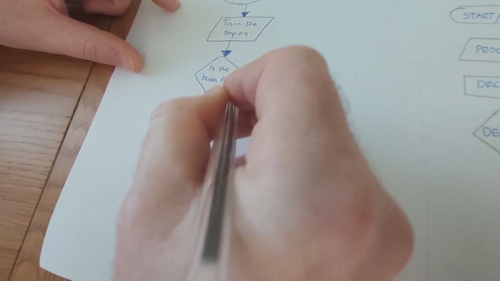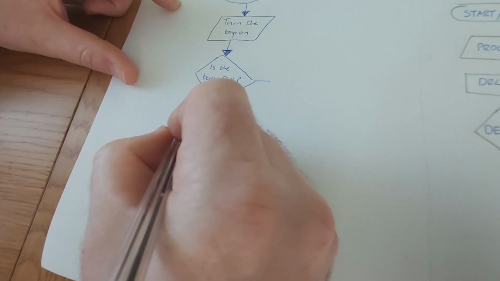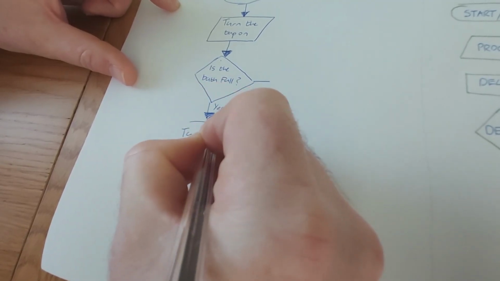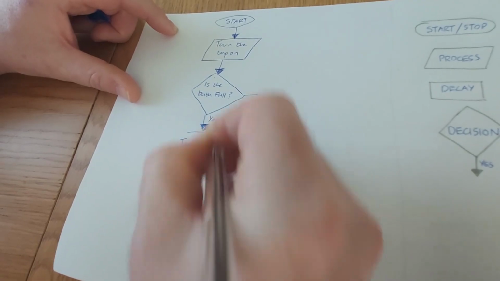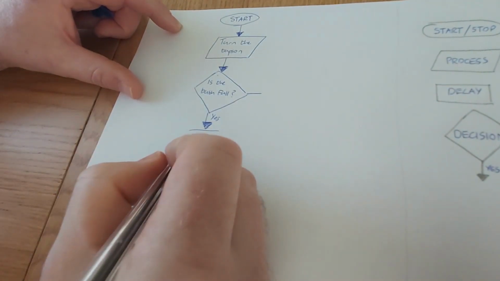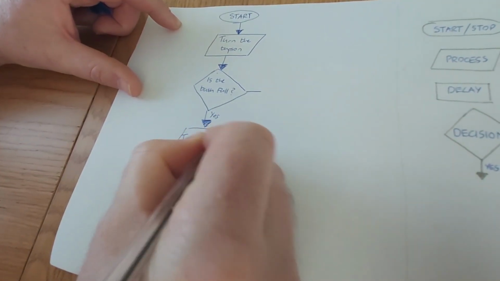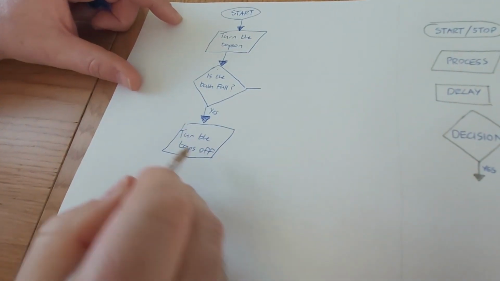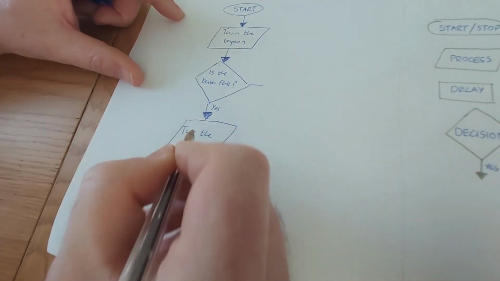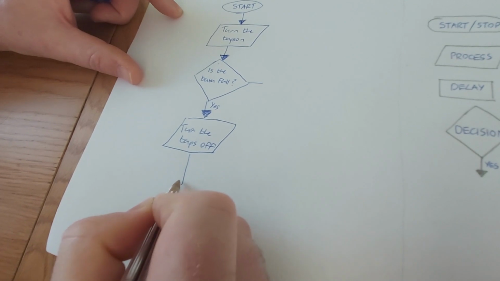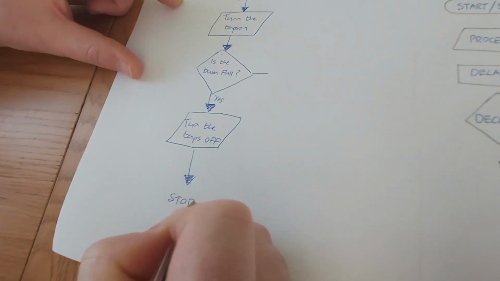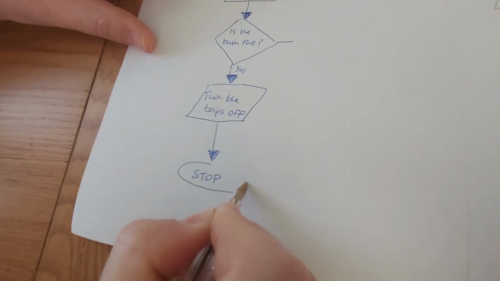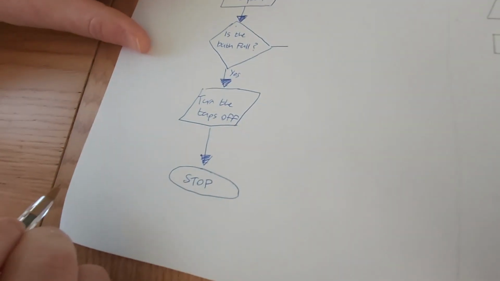So if the bath is full, I'm then going to turn the taps off. And that needs to be taps at the top rather than tap. And there's my next process. So when the bath is full and we turn the taps off, we're then going to go down to stop, because that's the process or the flow chart completed for running a bath.